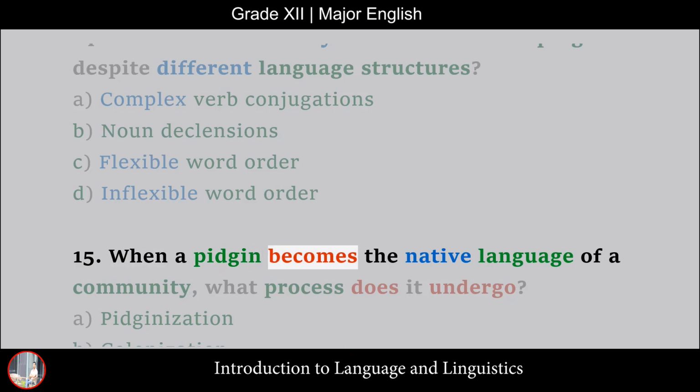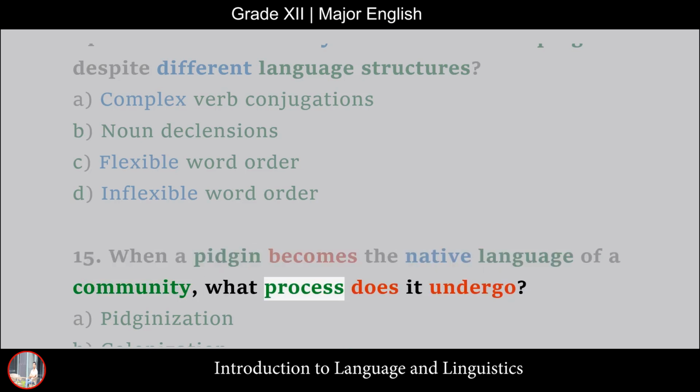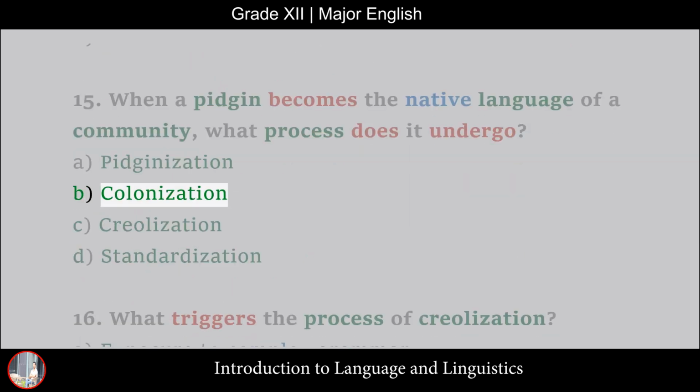15. When a pidgin becomes the native language of a community, what process does it undergo? A. Pidginization. B. Colonization. C. Creolization. D. Standardization.